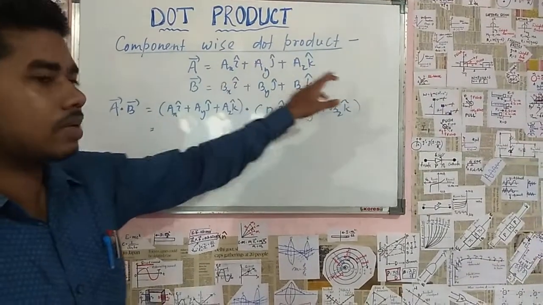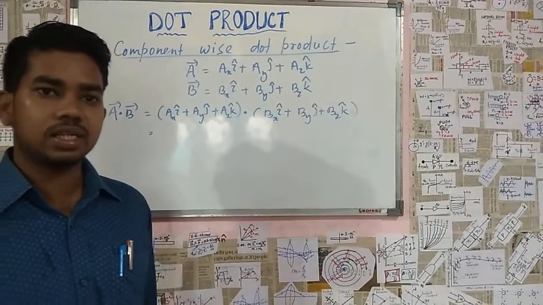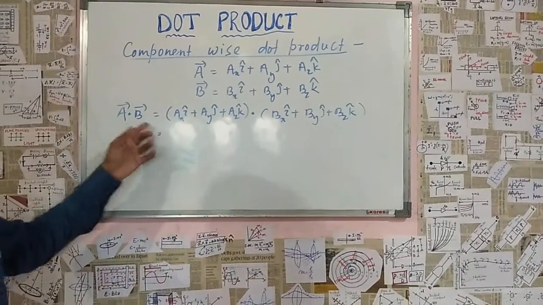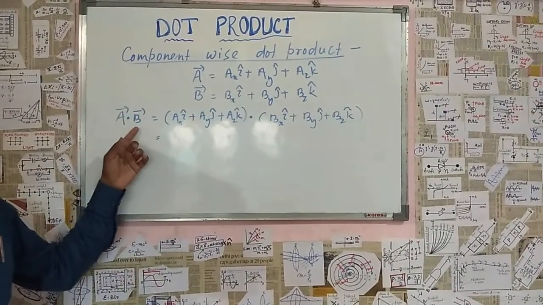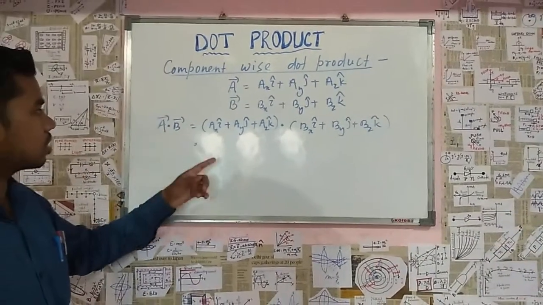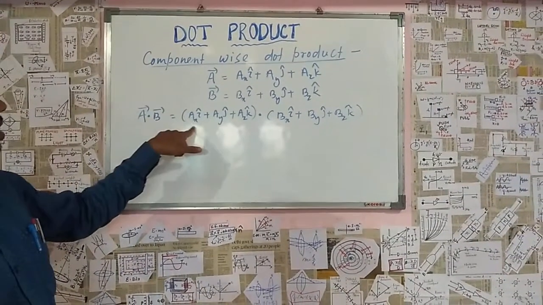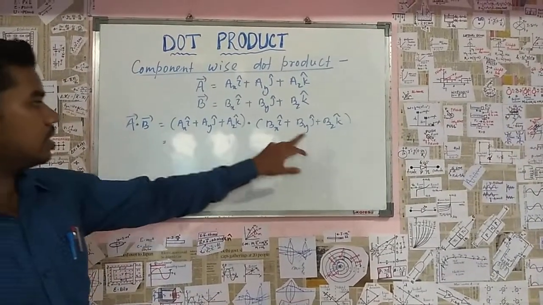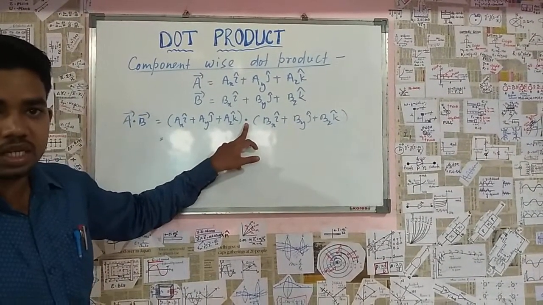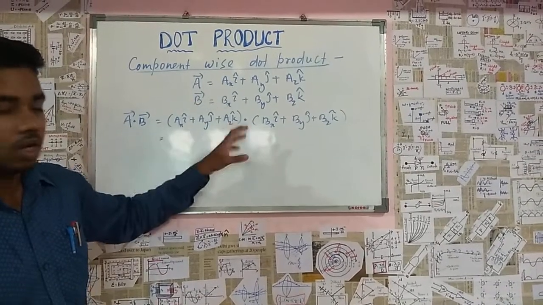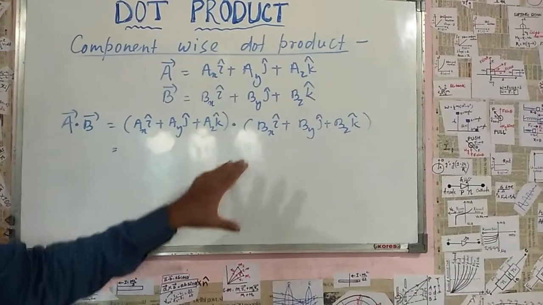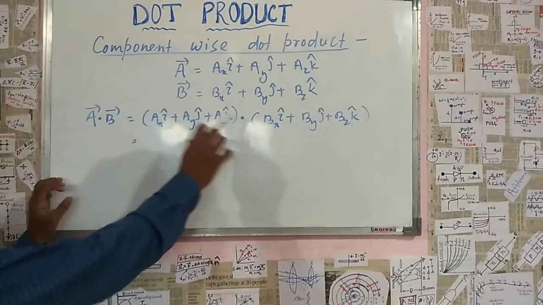Vector means i cap, j cap, k cap will be there to specify its direction along the x axis, y axis, and z axis. So what is the result of a vector dot b vector? In place of a vector I have written ax i cap, ay j cap, az k cap. Is it clear? Now in place of b vector I have written the b components, followed by the dot product symbol. It is very important. Dot product, don't try to forget it. This is dot. This is not multiplication. This is dot. In vectors it is very important.